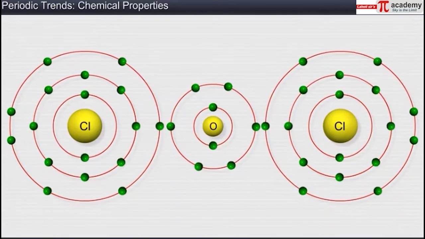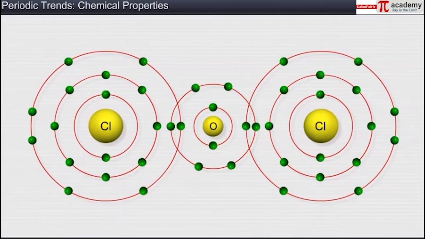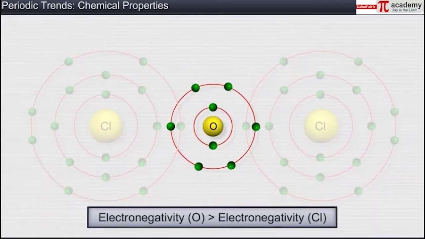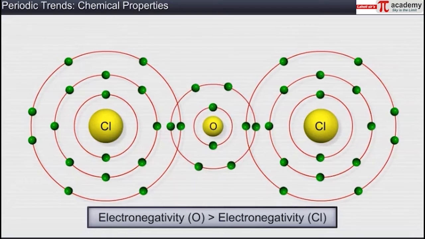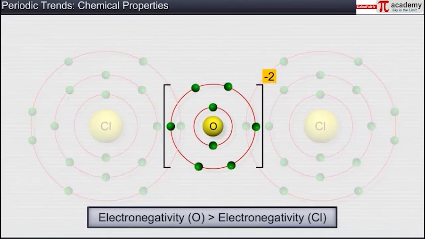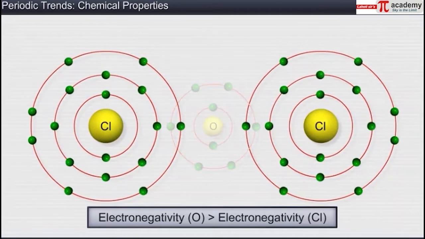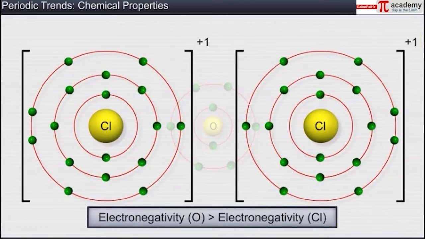For example, in case of chlorine oxide, oxygen has a greater electronegativity as compared to chlorine. Therefore, the oxygen atom shows an oxidation state of -2, whereas the two chlorine atoms show an oxidation state of +1 each.